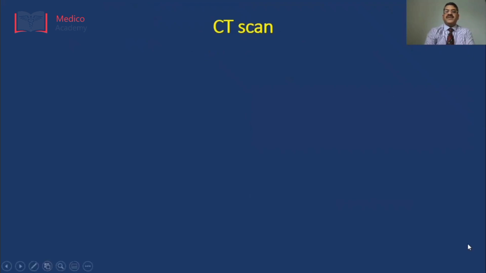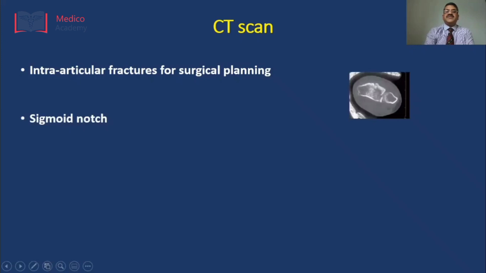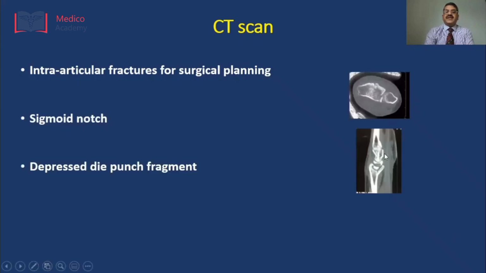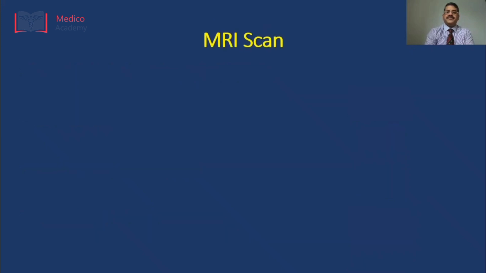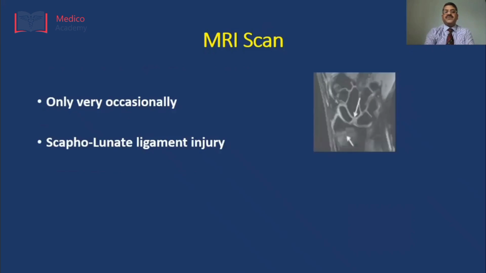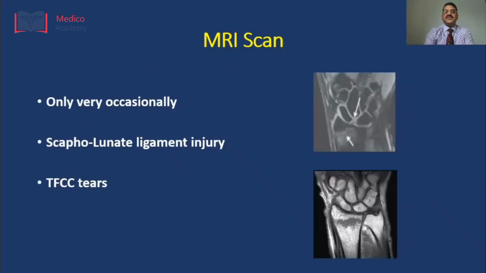CT scans form a very useful tool in the workup of these fractures, especially for intra-articular fractures, for planning the surgery. It offers excellent visualization of the sigmoid notch here and for detecting depressed die punch fractures, intra-articular fragments, and also when the fragments are very comminuted. MRI scan is not routinely used in distal radius fracture. It occasionally has a role when you are suspecting a scapholunate ligament injury in association with the fracture and associated TFCC tears.